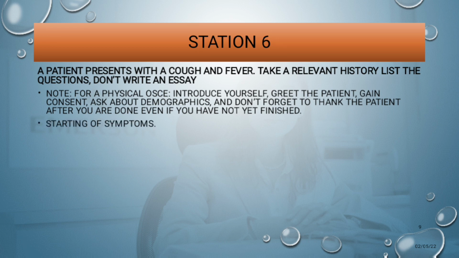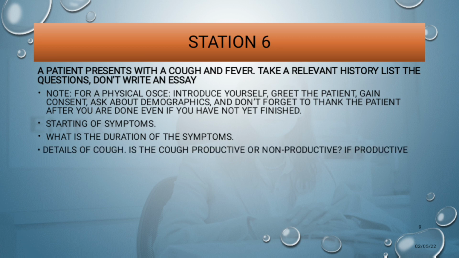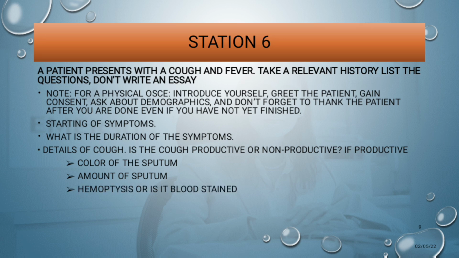So, starting with onset of symptoms. They have told you the cough and fever, but they haven't told you the duration. So ask what is the duration of the symptoms. Details of cough: is the cough productive or non-productive? If productive, what's the color of the sputum? Ask the amount of sputum. Any hemoptysis, or is it blood stained? Is the cough associated with any chest pains?